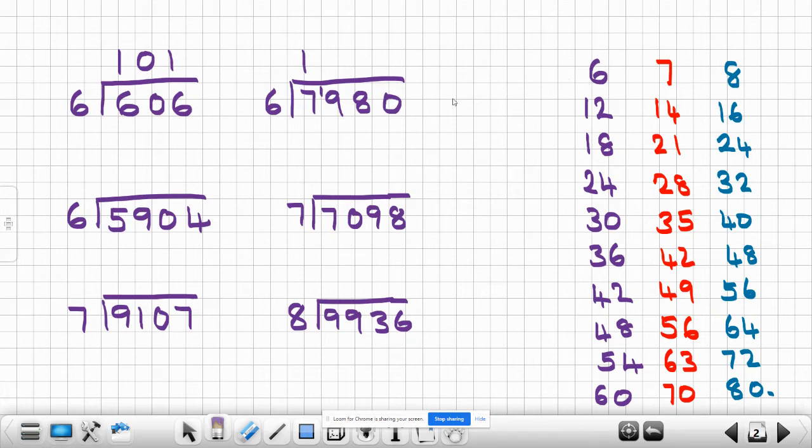And then we can use this if we need to. So we have a look and we see how many 6s we can get out of 19. Well, that's 1, 2, 3. The highest we can get to is 18. Otherwise, the next one is 24. So we haven't got enough for that. So it's 3 times 6, that would be 18. So we've got 19, so we've got a remainder of 1.